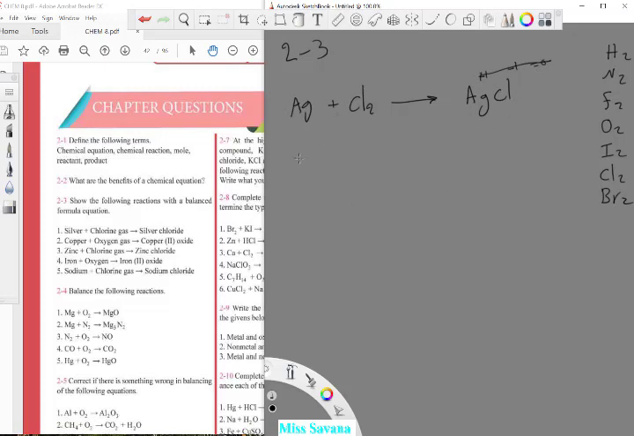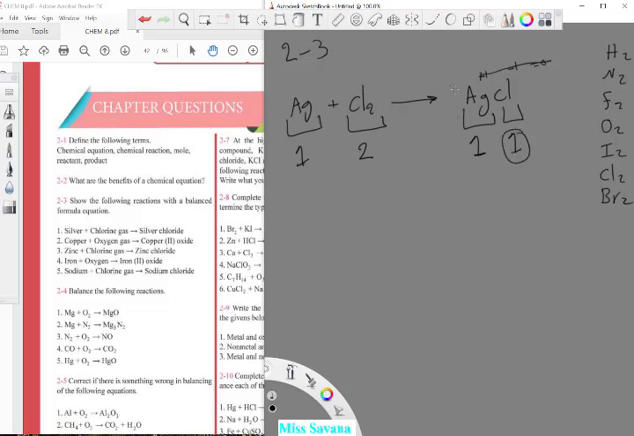Now when you want to do balancing, remember that reactant always equals product. So what do you mean by that? For example, here the Ag is 1. The Ag here is 1. But what about the chlorine? The chlorine here is 2, and in here it is 1. So this is not correct. I need to make this 2.